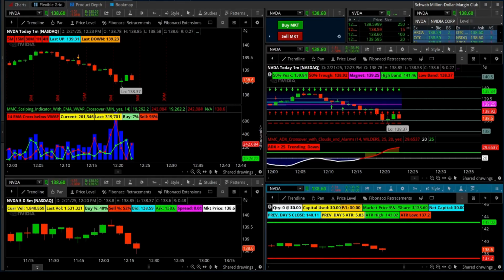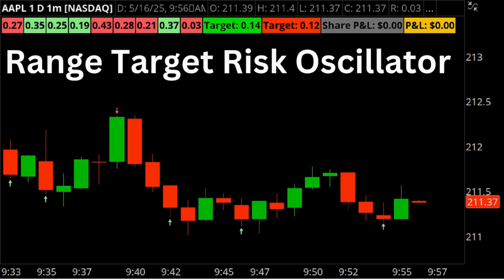The Range Target Risk Oscillator is designed to help traders quantify opportunity before taking a trade. By analyzing the last 9 candles, it measures the average distance price has moved upward and downward from the open, calculating realistic price targets based on actual market behavior, not hypothetical projections.